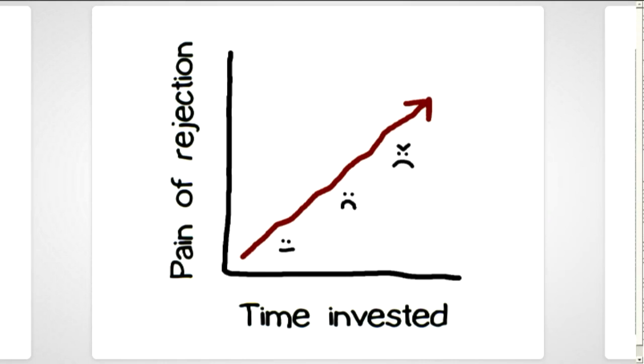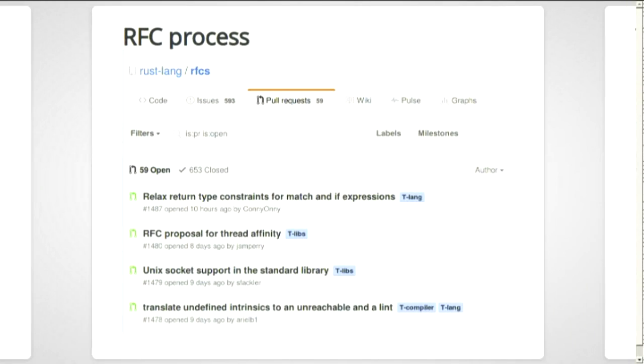I have noticed that the more time someone spends on something, the worse it hurts to be told, no, we don't want that thing. You spend a little bit of time on it, you're like, all right, I'll do something else. You spend a bit more than that, you're kind of sad. And if you spent a whole bunch of time building something really nice, you actually get angry when you're told that nobody wants it. So to keep people from putting huge amounts of time into building things that we don't want, the Rust community uses the request for comment process.